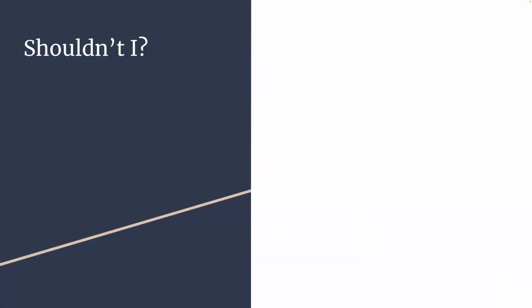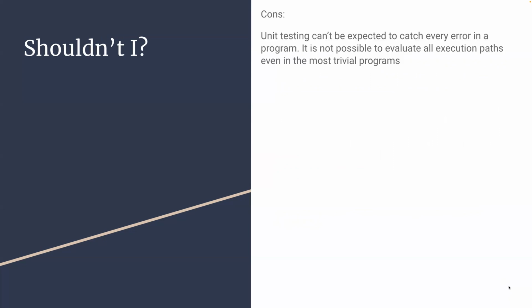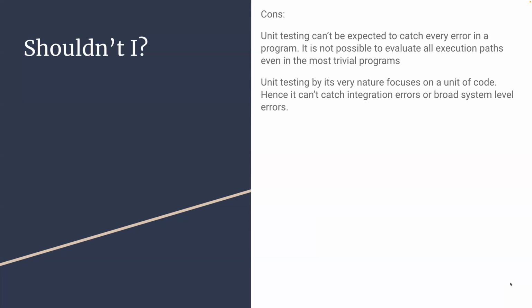Now we're going to talk about some cons of unit testing. So one of them is simply that unit testing can't be expected to catch every error in a program. It just isn't possible to evaluate all execution paths, even with the most trivial of programs. And by its very nature, unit testing focuses on a unit of code. Therefore, it can't catch integration errors or large or broad system level errors.